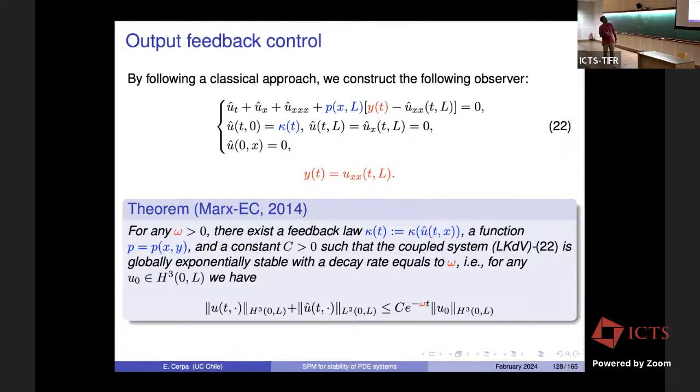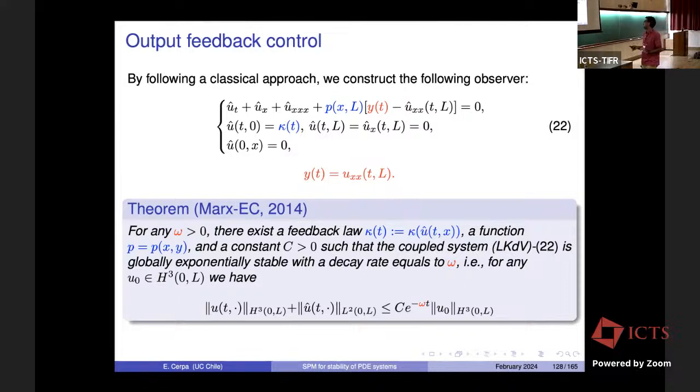And so here we have in black the KdV equation, and we have an internal extra term, this P coming from the kernel. And we have here Y, which is Uxx at x equal to L, minus this other quantity, but depending on the observer. The observer is something you build, so there is no problem there. So we were able with some colleagues to prove that all this works.